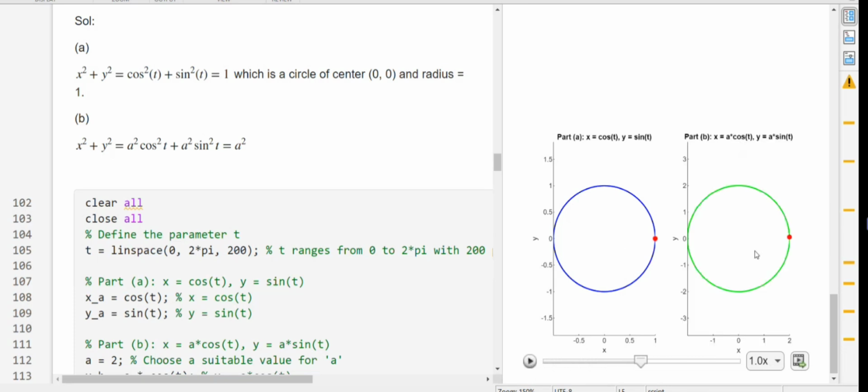On the right hand side, we have part B, where I have given a value of a is equal to 2. This means that the circle has a radius of 2 and origin is at 0, which origin is over here. We run the code. You can see the object is moving on this circle.